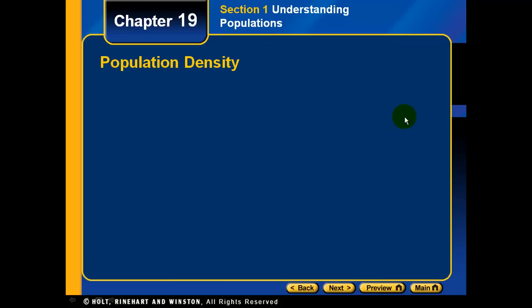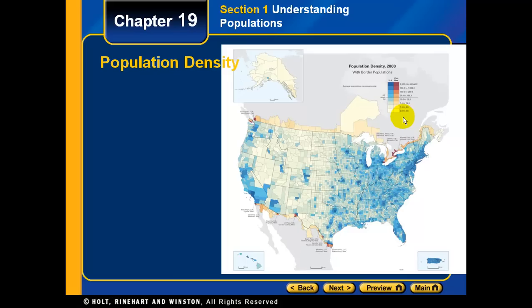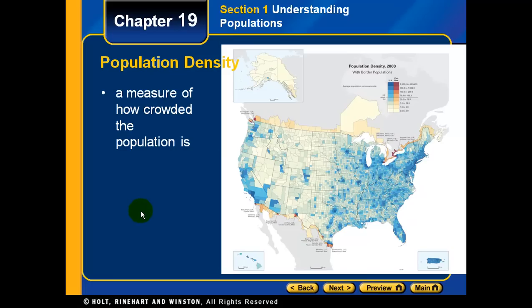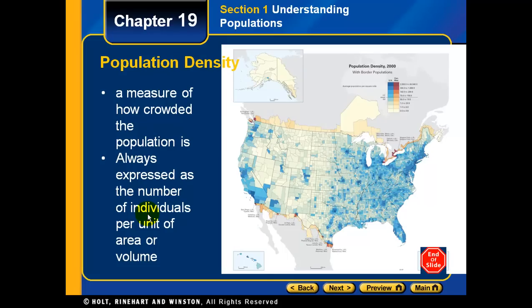Another property of populations was population density. As you can see on this map, the darker blue areas are more dense than the lighter areas in the United States. Population density is defined as a measure of how crowded the population is. It's always expressed as a number of individuals per unit of area or volume.